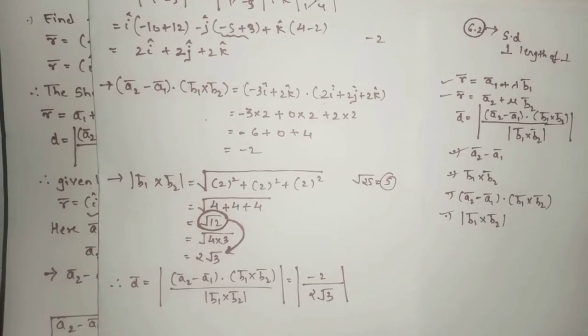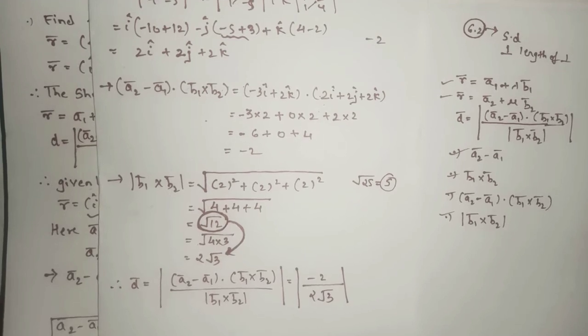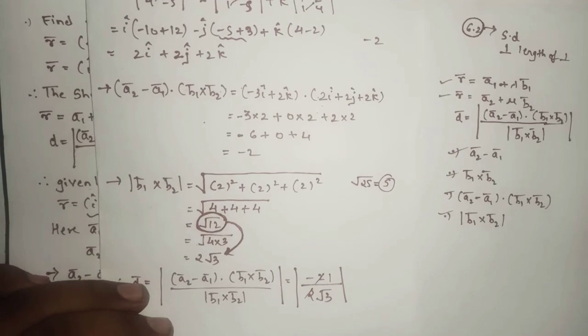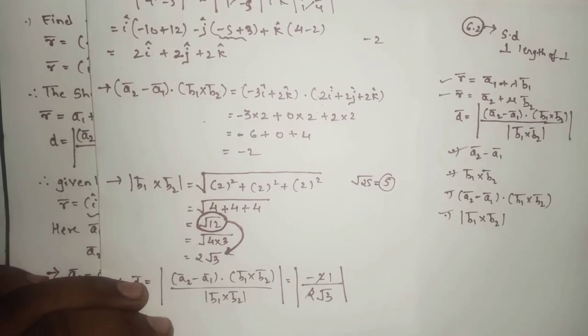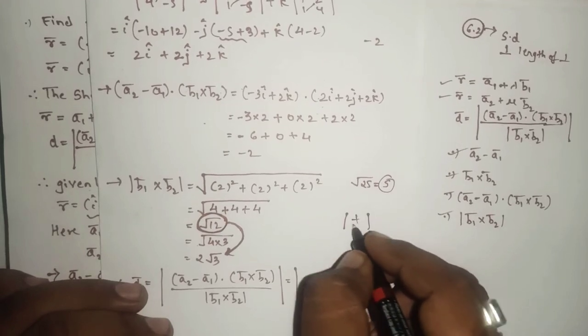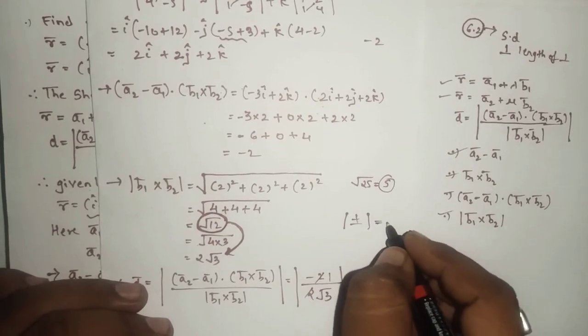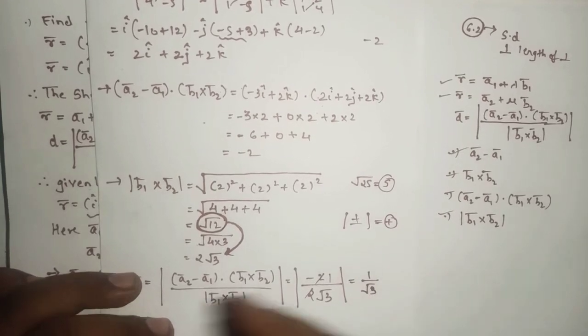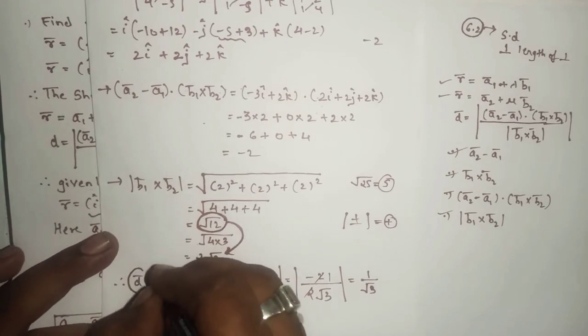Okay, so here can I say that the 2 will get cancelled, so here we are left with minus 1 upon root 3. We know that whatever the answer is, it is inside the mod, whether it is positive or negative. So of course the final answer will be positive only. So the final answer will be 1 upon root 3, and here we have to find the distance.